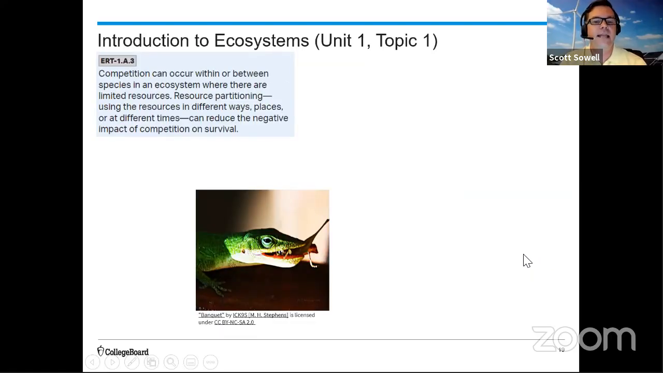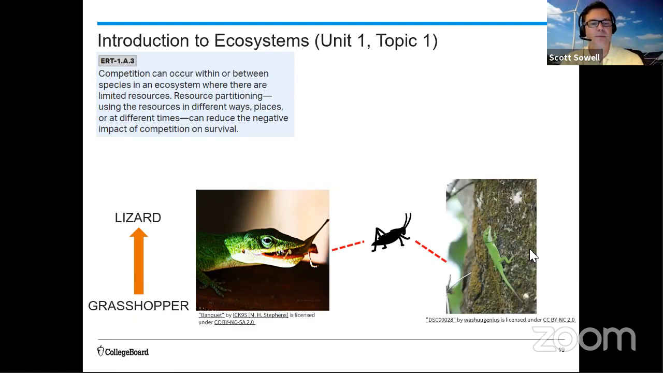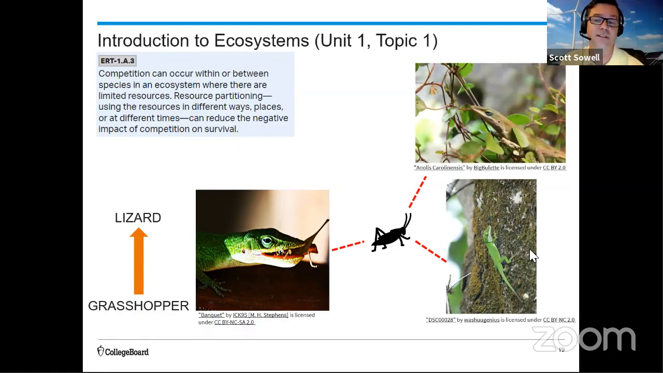So now let's kind of look at competition. So we've got a little lizard here chowing down on a grasshopper, and that would be represented by our grasshopper arrow lizard. But what happens if there's another lizard of that same species nearby? They're starting to compete for the same food resource. And if we throw in another one of the same species, now we've got a lot of members of the same population competing for a food source.